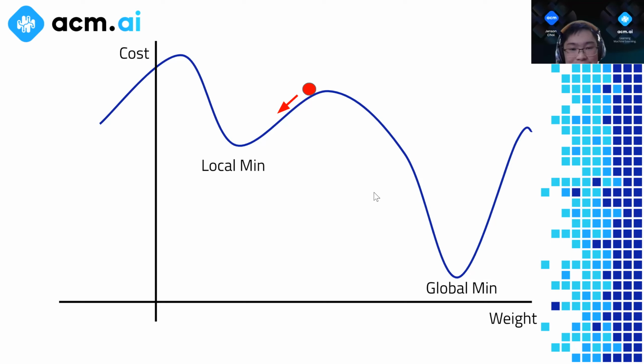Okay, so let's walk through a concrete example. Let's say our starting point is somewhere around where the red ball is on this graph that represents our cost function. If we're doing regular gradient descent, we're going to end up at the local minimum to the left 100% of the time. What that means is we're going to miss the global minimum to the right.